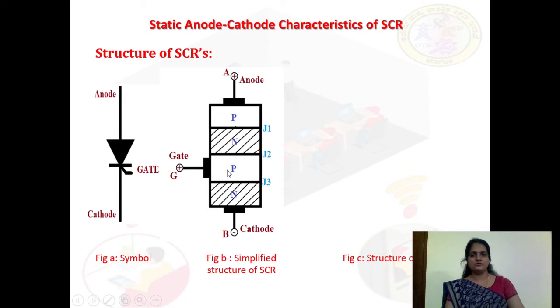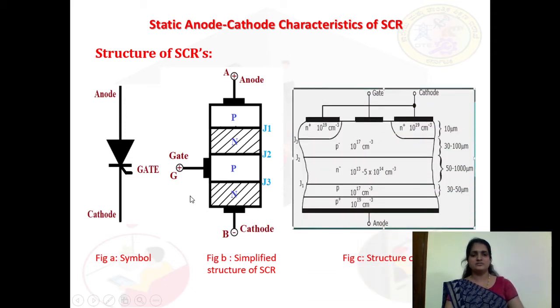It's a formation of four layers, P N P N, forming three junctions called J1, J2, J3. By forming P and N, we obtain junction J1, from N and P we get J2, and from P and N we get J3. These are the three junctions formed by the layered material. From the outer P we have taken the anode terminal, and from the P between junctions J2 and J3 we have taken the gate, and the cathode. Anode, cathode and gate, these are the terminals.